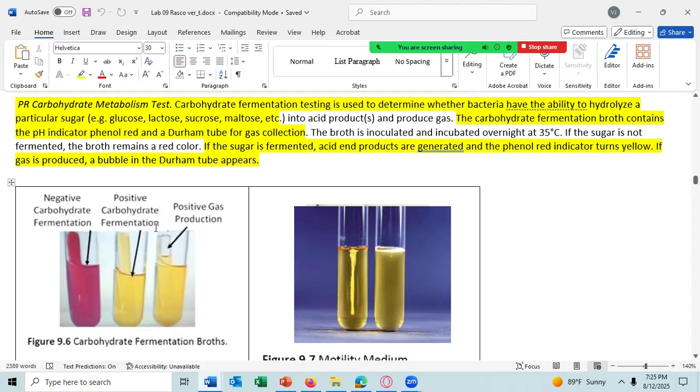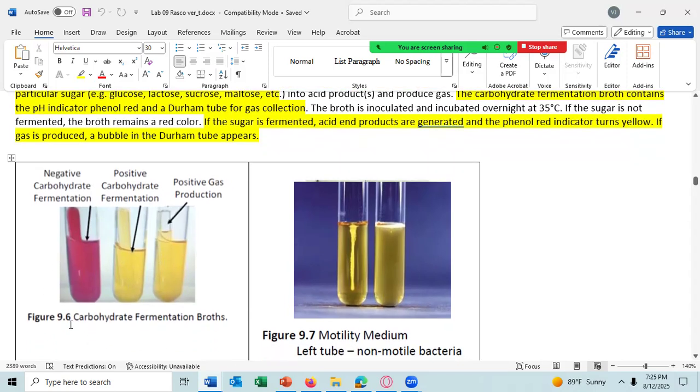And if the bacteria can ferment the sugar, it will make acid products. So it'll grow in the tube and appear cloudy. And if it can ferment the sugar, it'll make acid products, changing the color from pinkish or reddish to yellowish. And if it can ferment the sugar and produce a gas, we will get it turning yellow and see a gas bubble. And that's why in this test, this is referring to negative, that the sugar is not fermented.